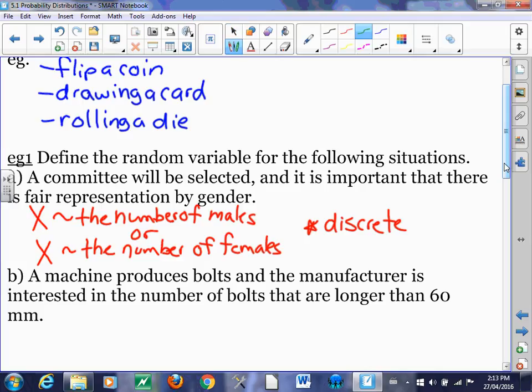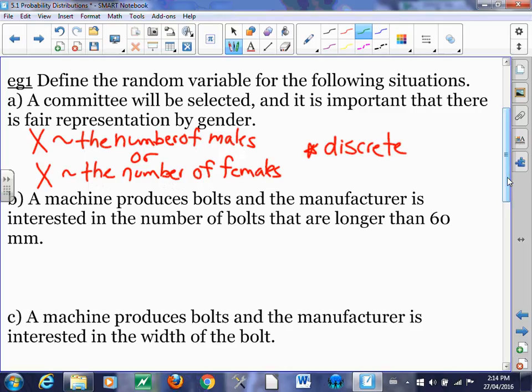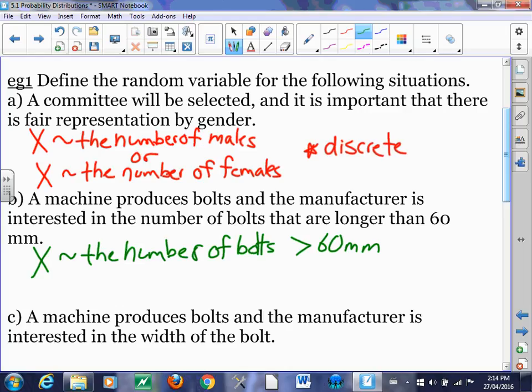All right, let's take a look at the next one. B, a machine produces bolts and the manufacturer is interested in the number of bolts that are longer than 60 millimeters. Okay, so our random variable x is the number of bolts that are greater than 60 millimeters. Okay, now folks, it's the number of bolts, right? So because it's the number we're interested in, not the length, this is also discrete.